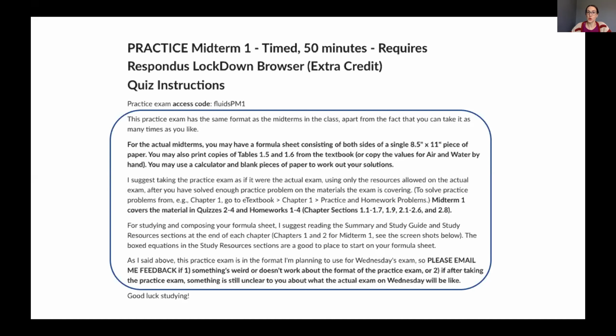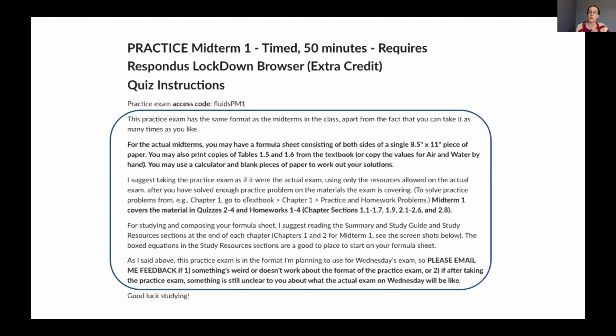hydrostatic force on a submerged planar surface, right? Maybe right now it just asks, what's the force? But maybe I'll make it in multiple steps. So what's the depth of the centroid, HC? What's the Y coordinate of the centroid, YC? What's the area that you're using to calculate the force? And then finally, what's the force? And in that way, you can get extra credit.